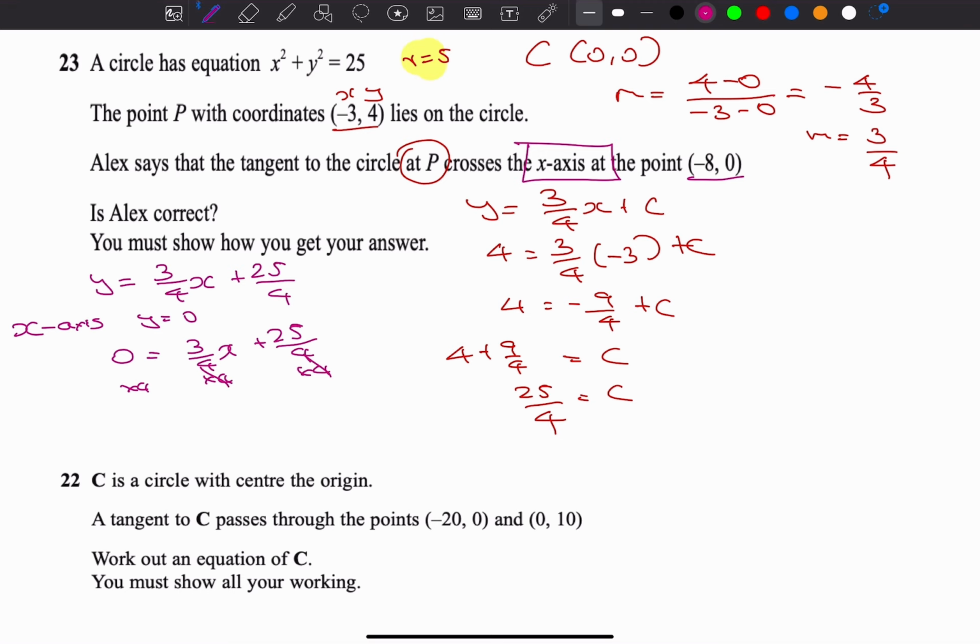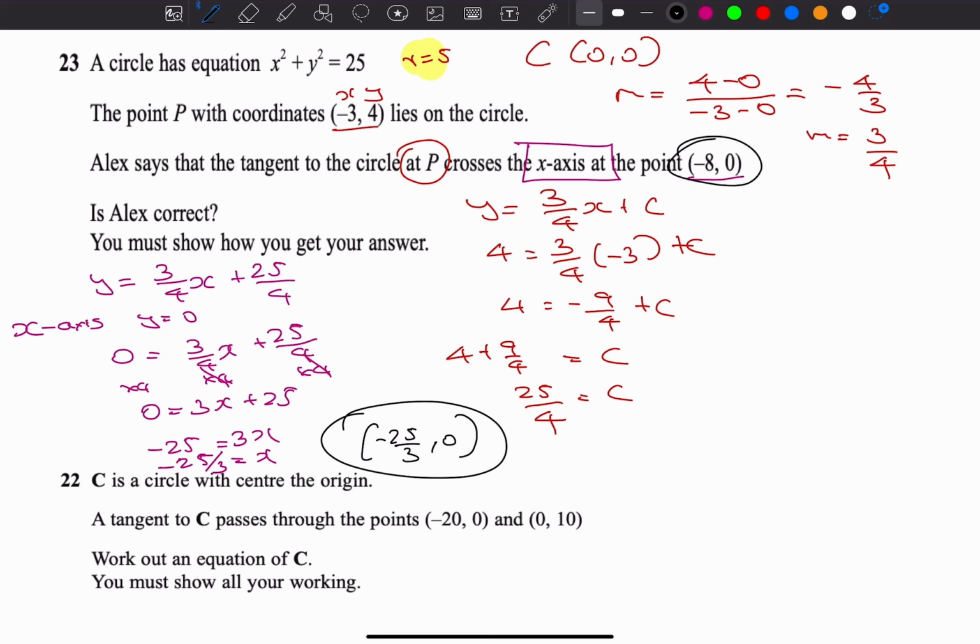And then that cancels. 0 times 4 is 0 equals 3x plus 25. 3x is minus 25. X is minus 25 over 3. So your coordinate is x value is minus 25 over 3, comma y value is 0, and that's the coordinate. They think it's minus 8 and 0. No, it's minus 25 over 3 and 0.